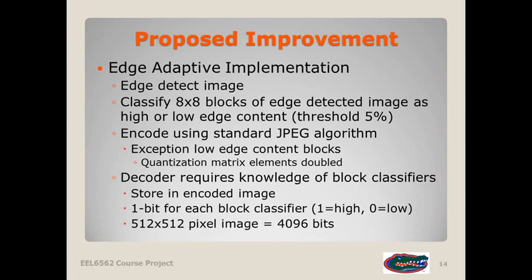With the exception of the low edge content blocks, the quantization matrix elements would be doubled to thereby give greater quantization step size for those blocks. The drawback of this implementation is the decoder requires knowledge of the block classifiers. To do this, we have to store this information in the encoded image. Since the classifiers are only a binary 0 or 1, we only require 1 bit for each block classifier. For a 512 by 512 pixel image, that results in an additional 4096 bits in the encoded image.